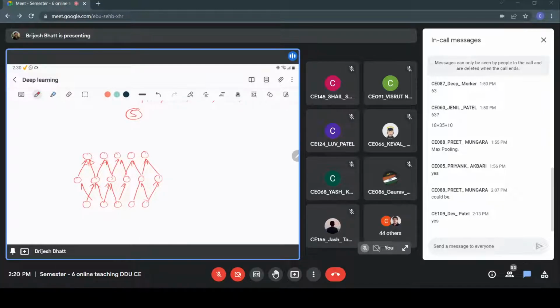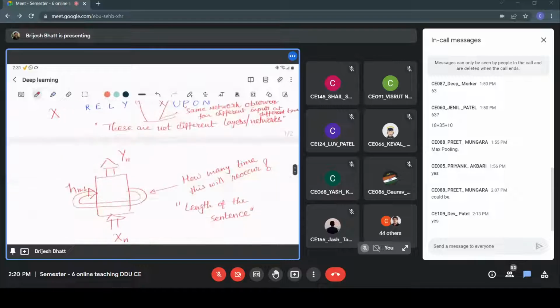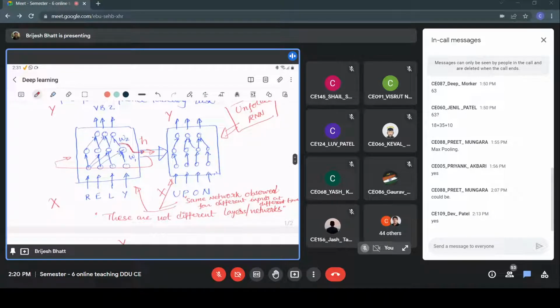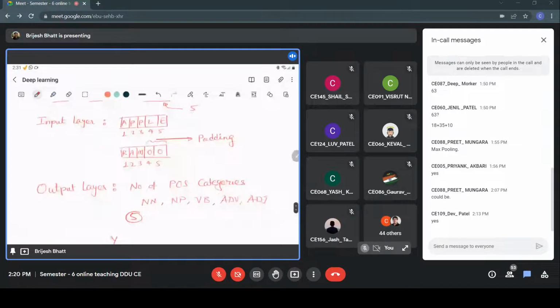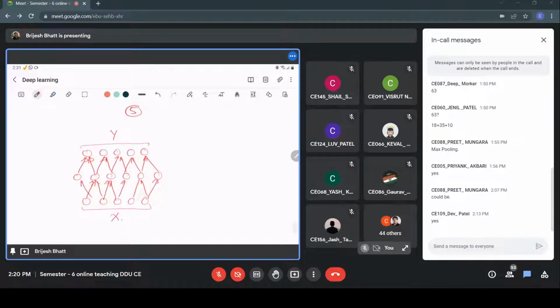So this is input X and output Y. But we said that along with input X, we also want to see what was predicted last time. In the earlier example, we said that to make a prediction for upon, we want to see the word before it and its part of speech. So for that, you need a hidden layer also. So let us say this is X1 and Y1, the first input, Ram.